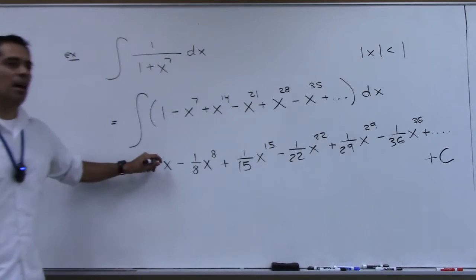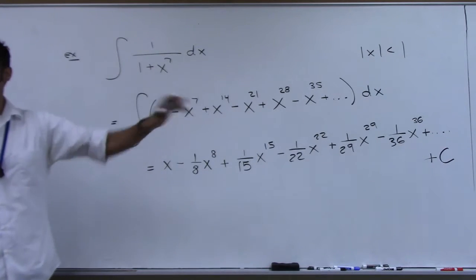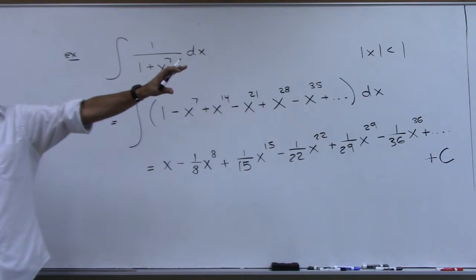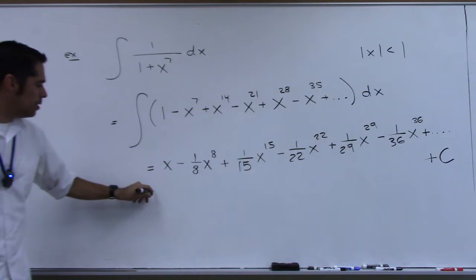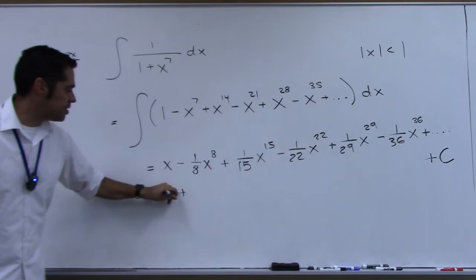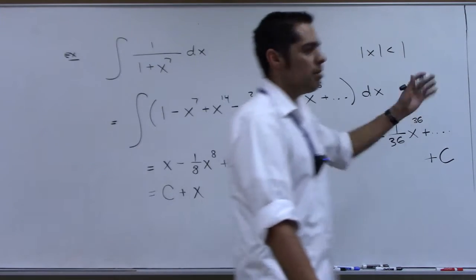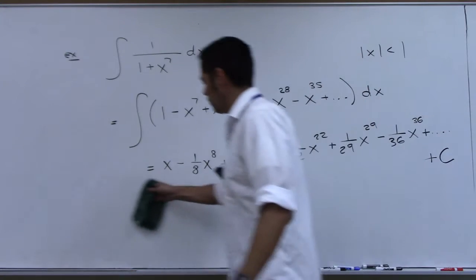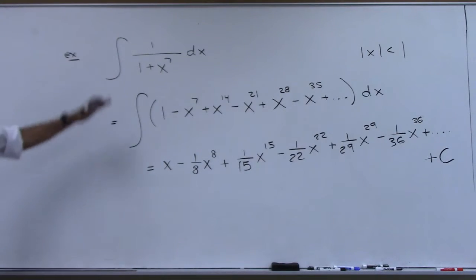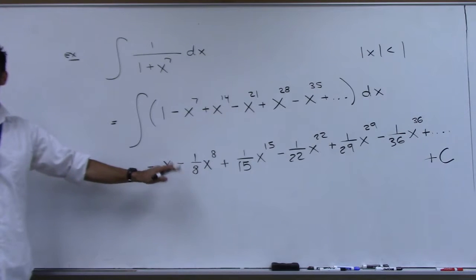A lot of times we put the constant out at the front instead of the back, because the back keeps going forever, right? So a lot of times books will put like C plus X and then the rest. I always throw it on the end, but okay? That would be the antiderivative, right?